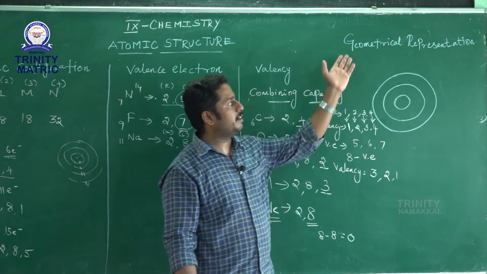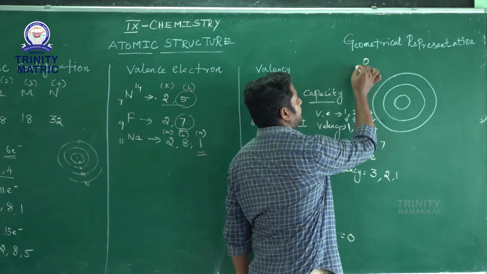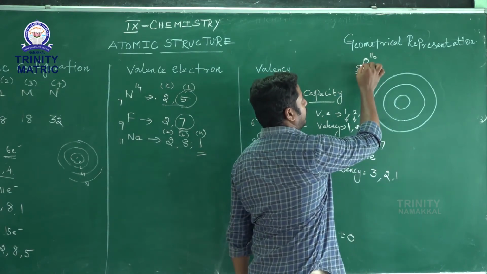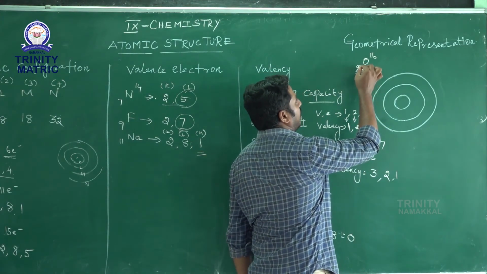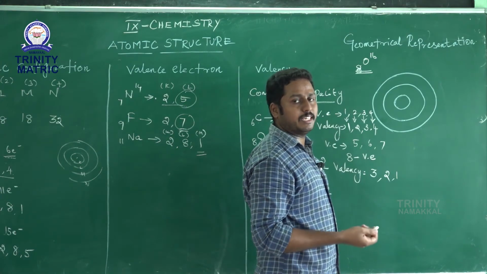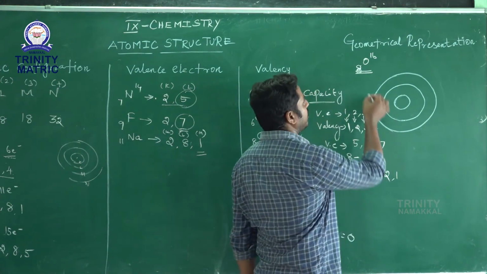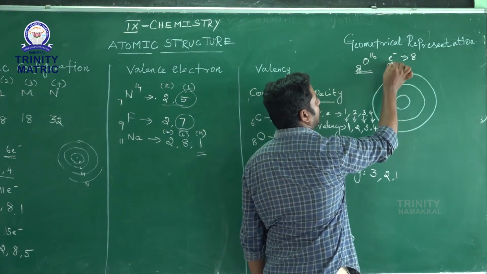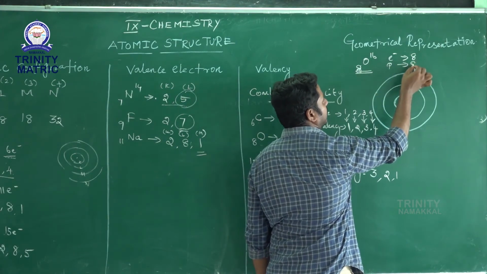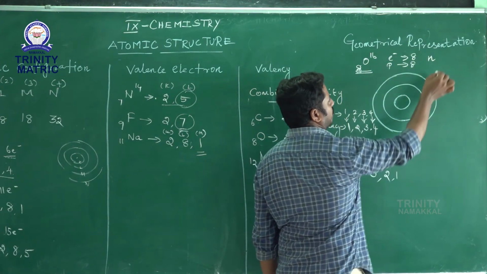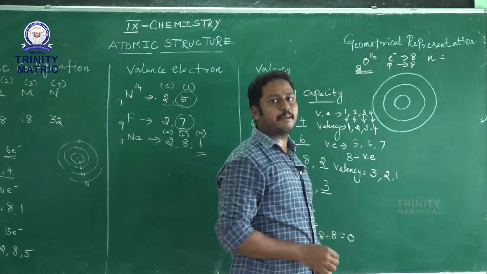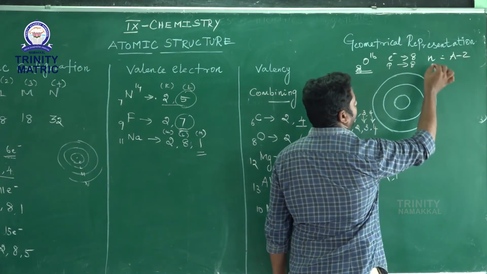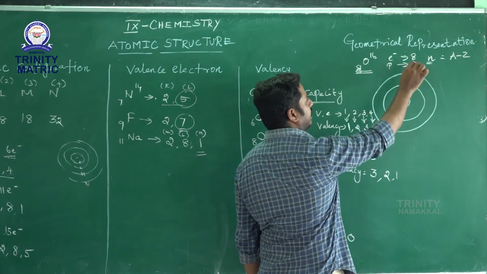So the next one is the geometrical representation. 8, 16. Okay, from the atomic number you must know the number of electrons. You can easily find the number of electrons and protons. How many electrons does it have? Totally 8 electrons. Protons, 8 protons. What about the neutron? To find the neutron, the formula is A minus Z. By using this formula we can find the number of neutrons present in the element.